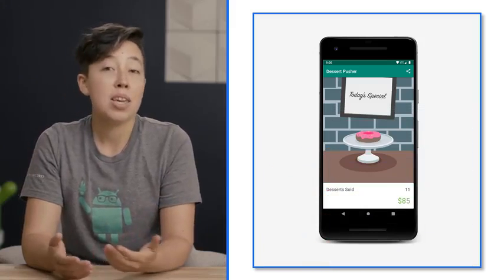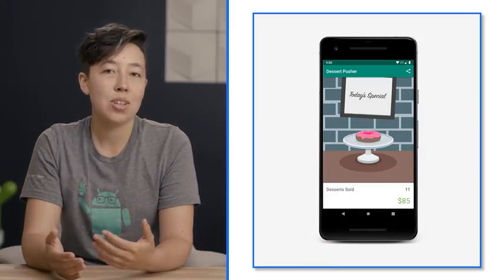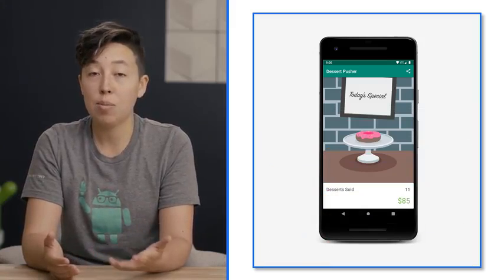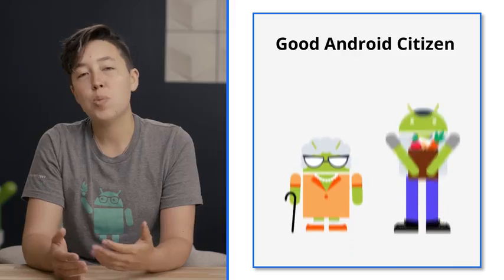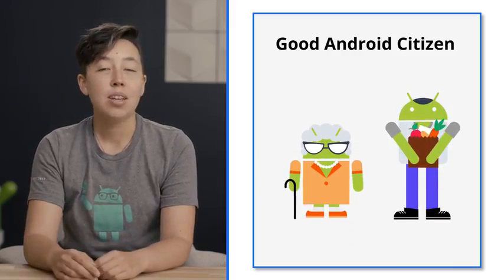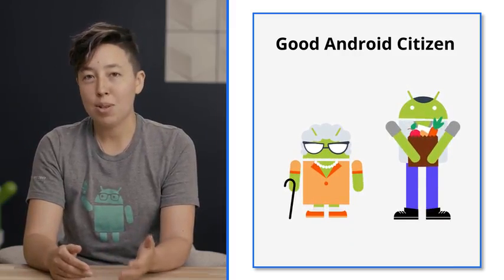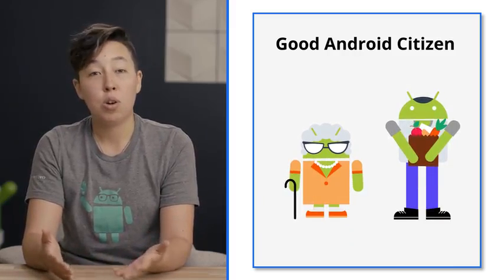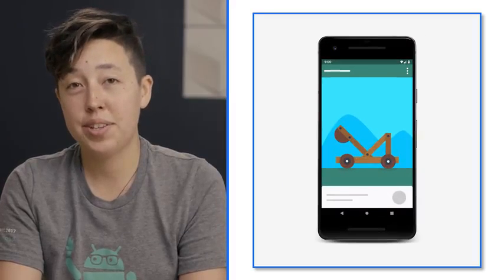Now, you can help by keeping your activities and fragments from using excessive amounts of the operating system's limited resources. This is known as being a good Android citizen. To manage your activities and fragments, though, you're going to need to know about their current state. Let's talk through an example.